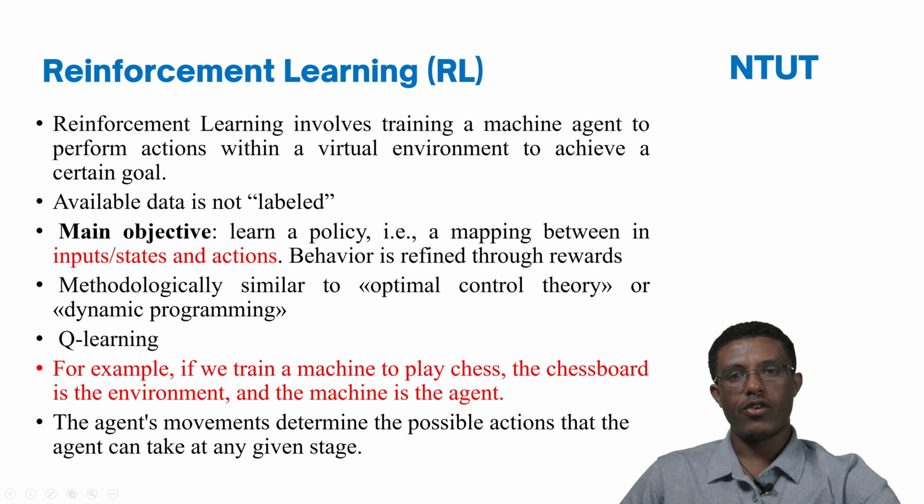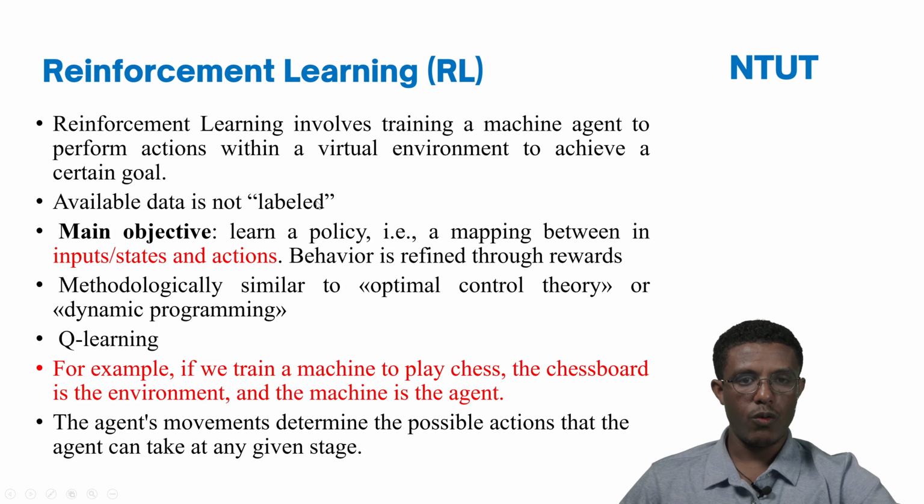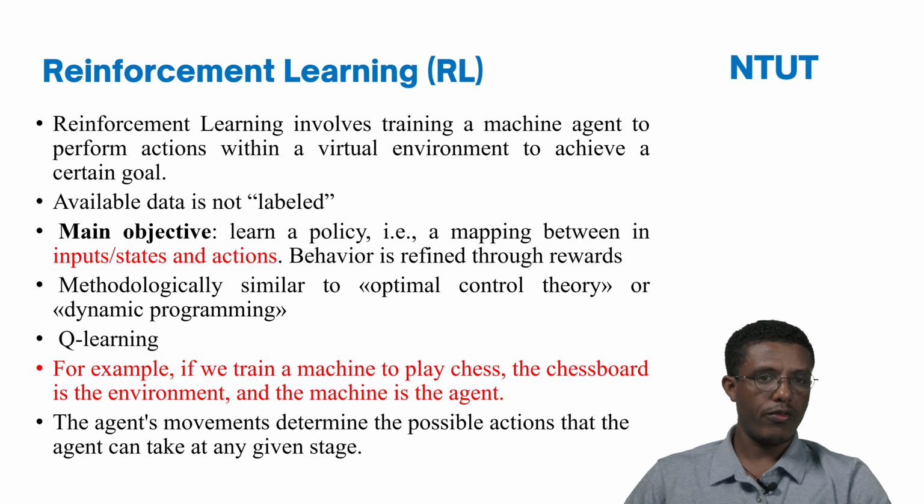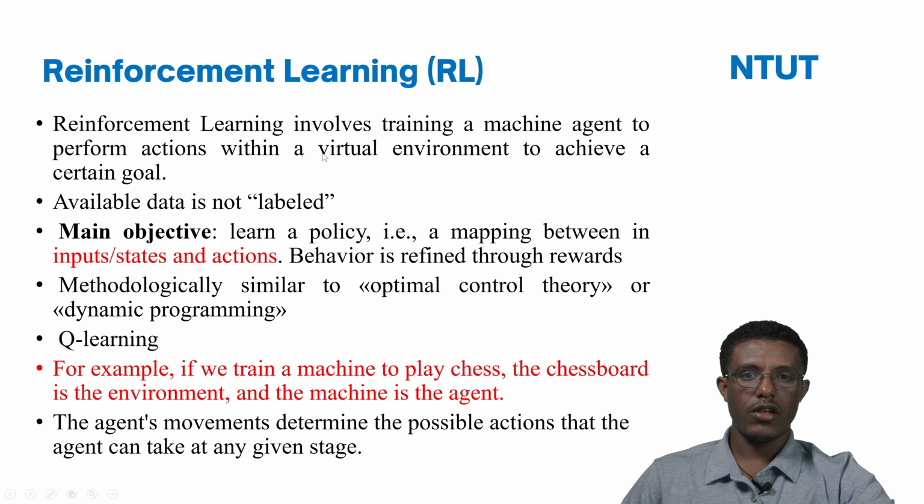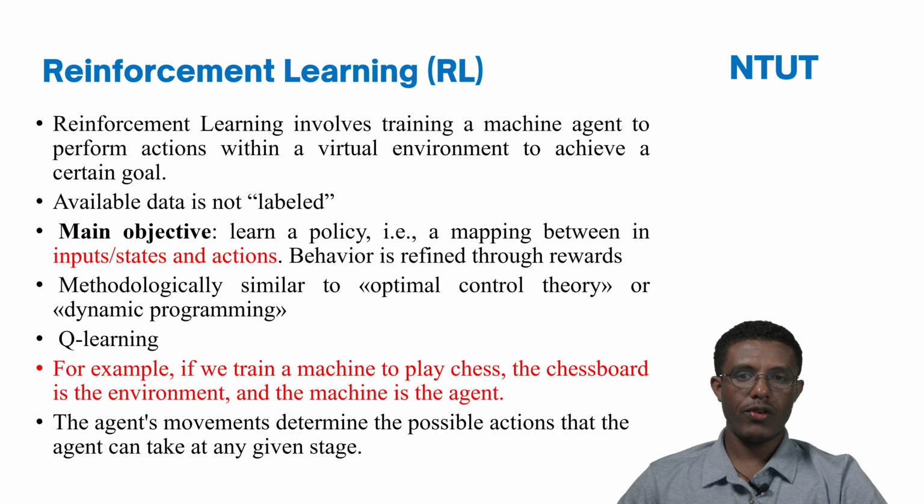In reinforcement learning, the available data is not labeled, but the way the training works is different from unsupervised learning. The data in this case is also not labeled. The main objective is to learn a policy that maps between inputs, states, and actions. So in reinforcement learning, we need to know the input or the states, the actions, and the rewards. These three things are common, in order to define reinforcement learning.